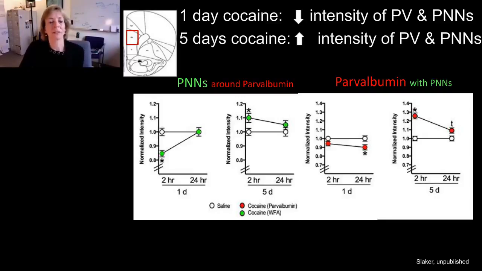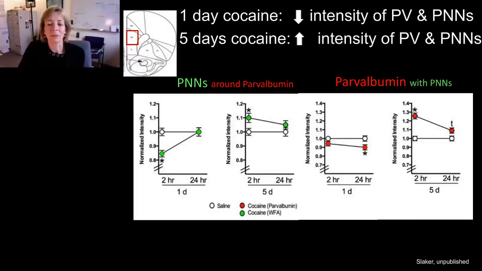If you look in the second graph here, after 5 days of cocaine, 2 hours later, we don't see a decrease anymore. And in fact, we see an increase in the intensity of those nets, perhaps the thickness of those nets. And that returns 24 hours later.